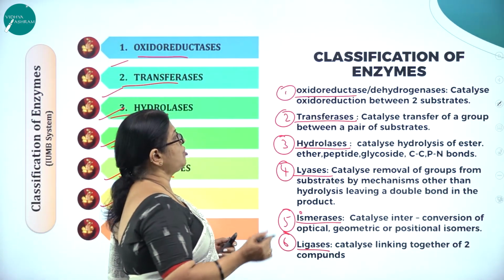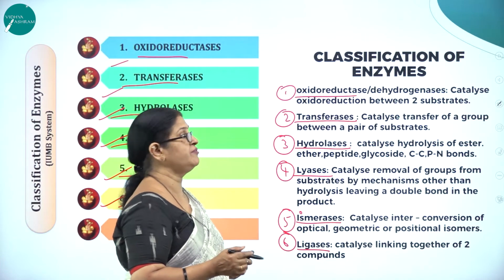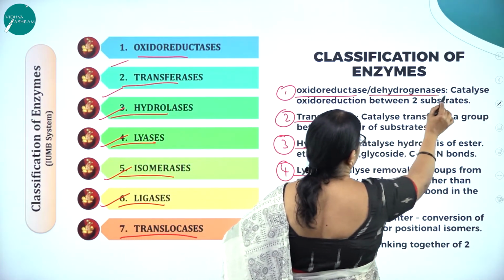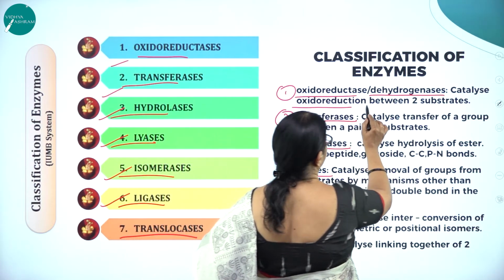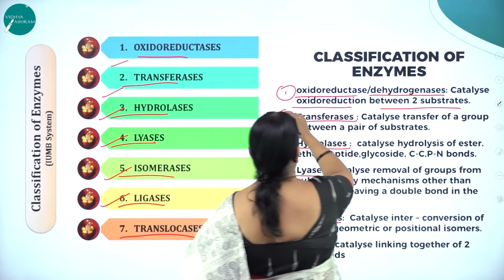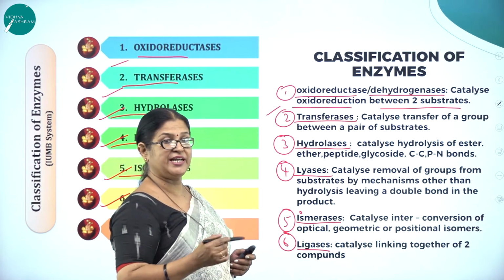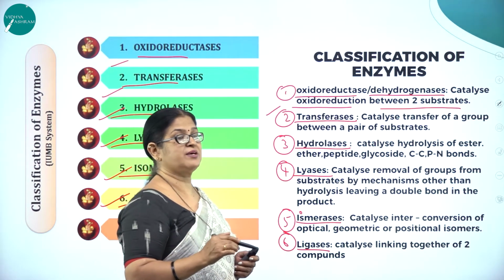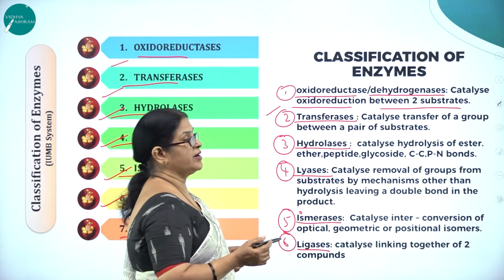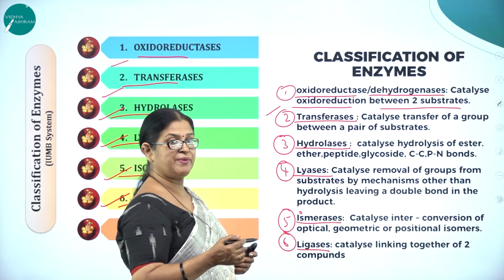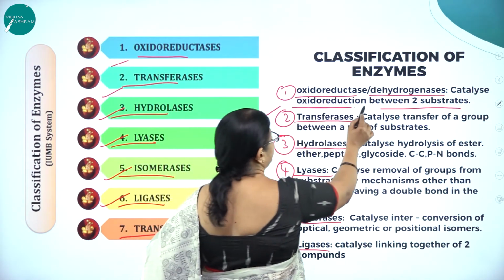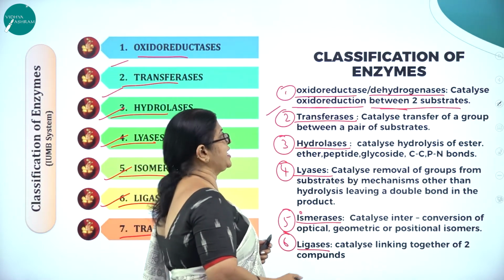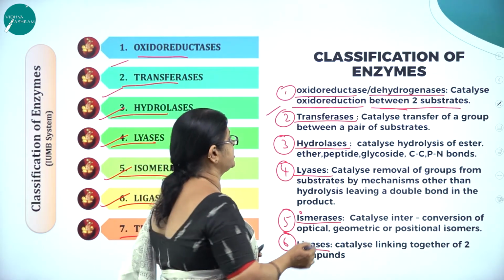Now, moving on to oxidoreductase, the very word itself will tell you. They are also called dehydrogenases. They catalyze oxidoreduction between two substrates, hence the name oxidoreductase. So oxidoreductases or dehydrogenases are the enzymes which catalyze the enzymatic activity called oxidoreduction between two substrates, hence the name oxidoreductases.